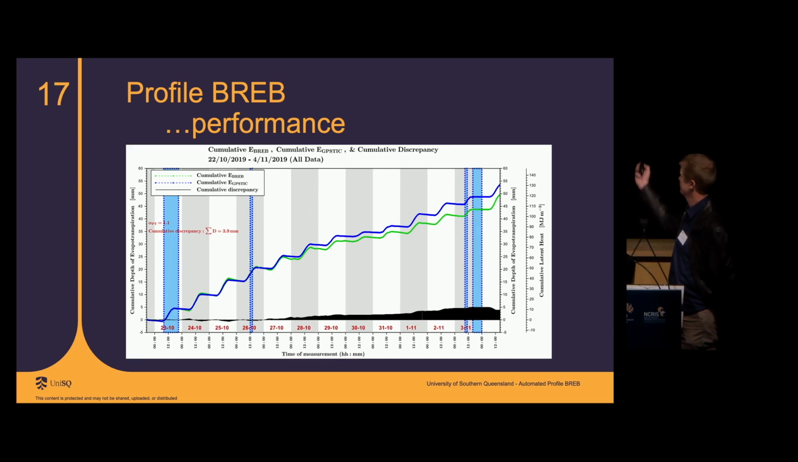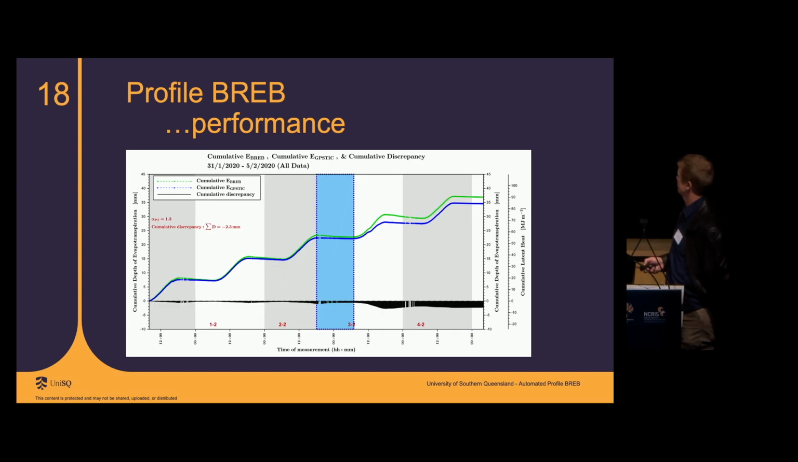Another set of data, this is over bare soil. The blue rectangles show where it's irrigated or rained, and after 2 weeks, there was only 4 millimetres of difference between the two systems. Pretty good. And this was over a fully grown, fully closed cotton canopy, and again, against the reference system, the Profile BREB compared really nicely.